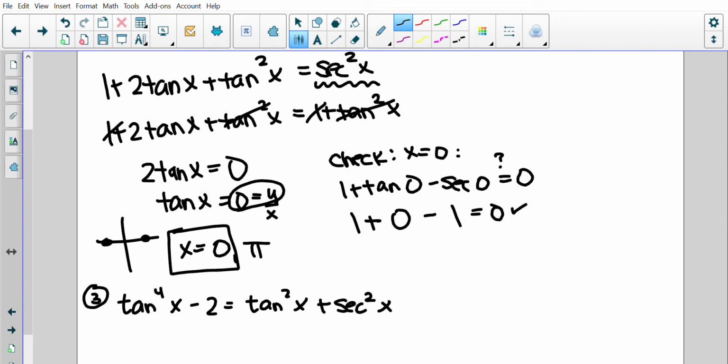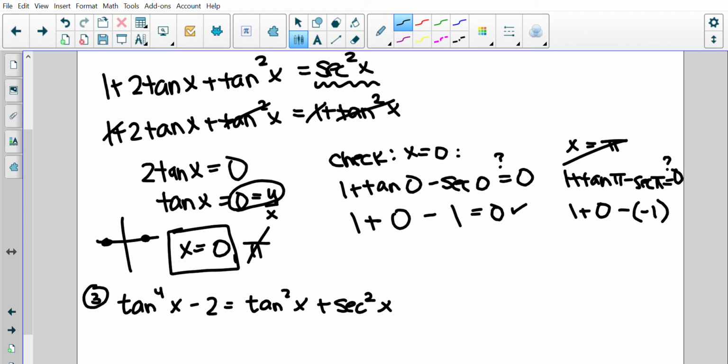We'll box that. And then we want to check when x equals pi. So we get 1 plus tan pi minus secant pi. Is that equal to 0? Well, 1 plus tan of pi over here again is 0. Minus secant of pi, well, cosine there is -1. The reciprocal of -1 is -1. So minus a -1, watch your double negatives there. So that's really 2. So this one does not work. So we have to reject when x equals pi. So just x equals 0 there.